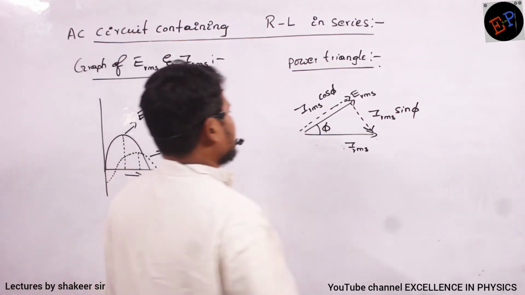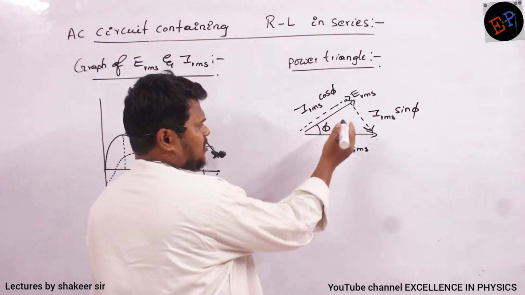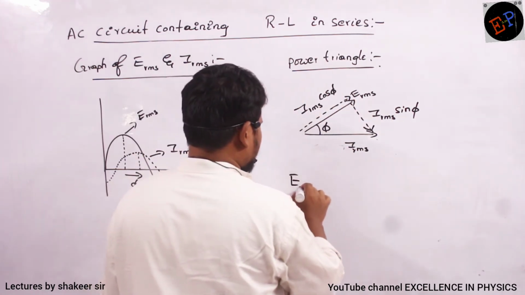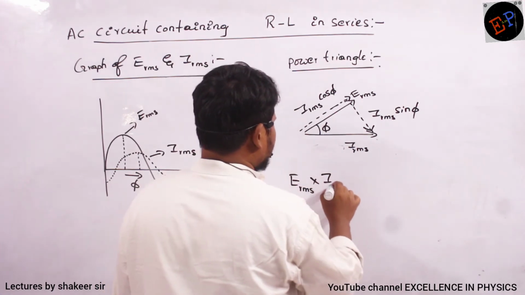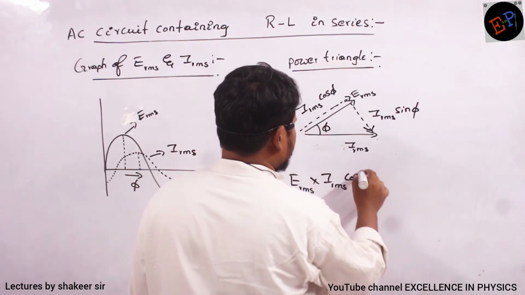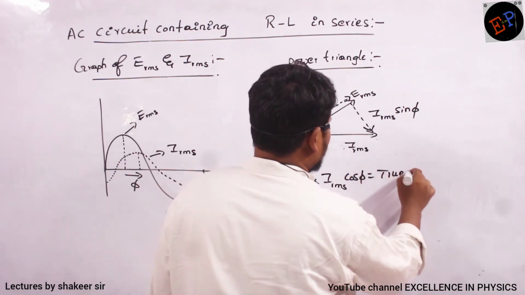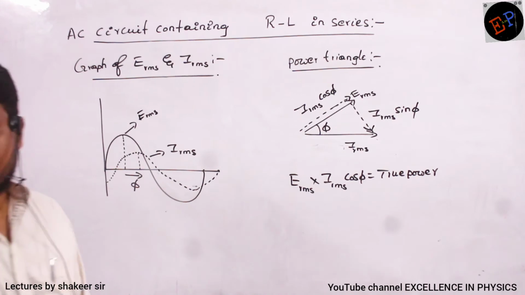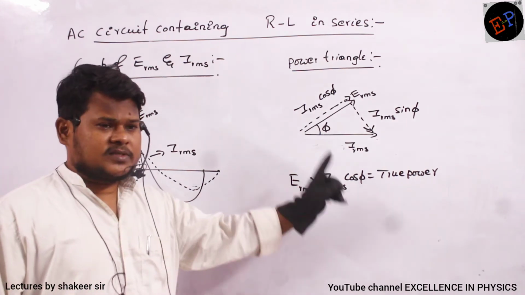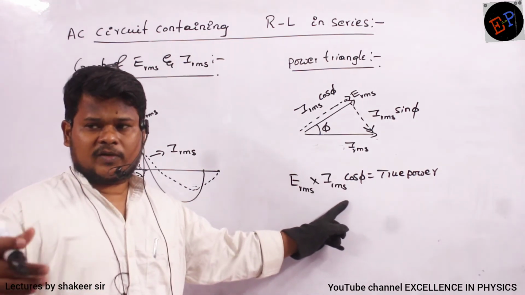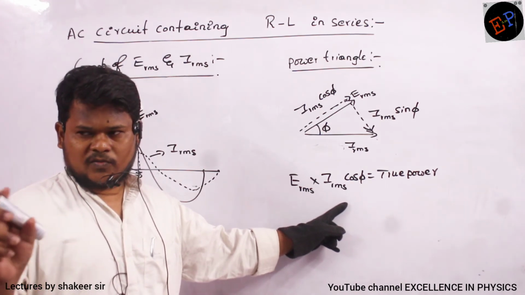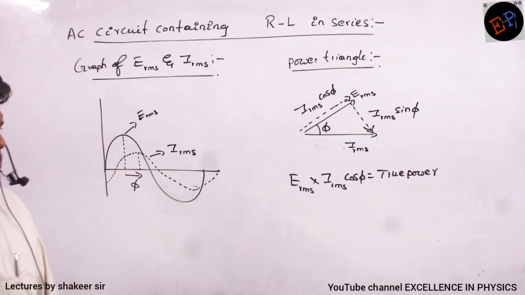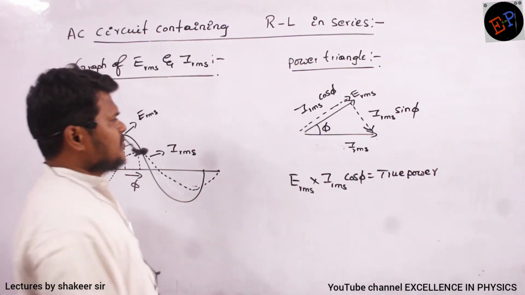Okay, now see. If you take the product of ERMS and IRMS cos pi, ERMS multiplied by IRMS cos pi, then it is called true power. What is meant by true power? This is the power which is responsible for doing work in the circuit. Circuit lo work cheyadaniki responsible power evaru idi. ERMS into IRMS into cos pi. Are you able to understand?